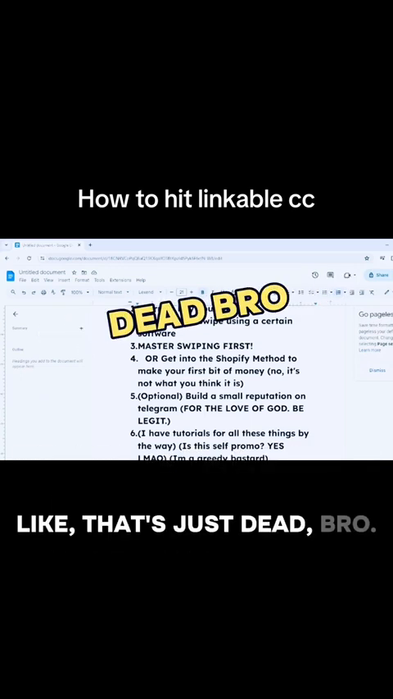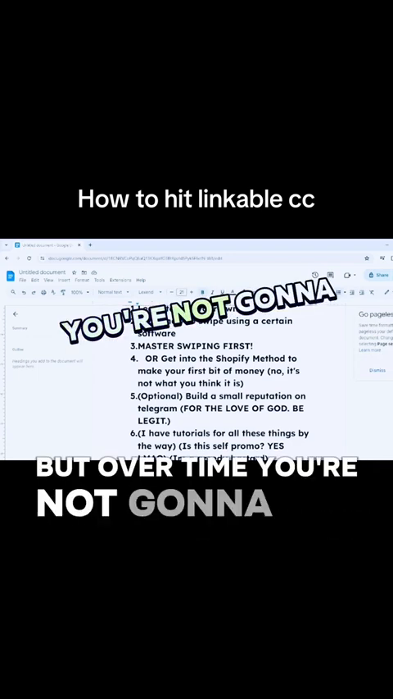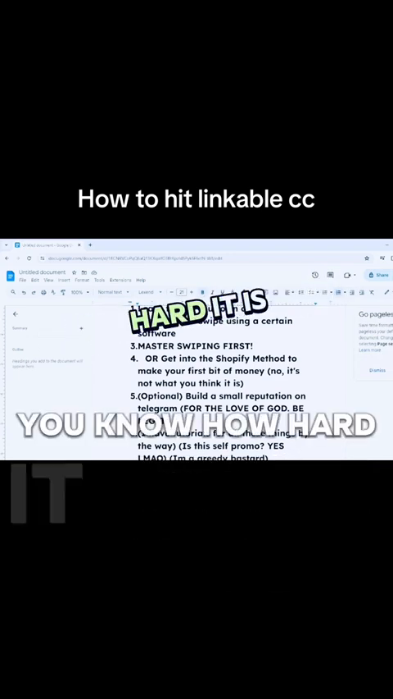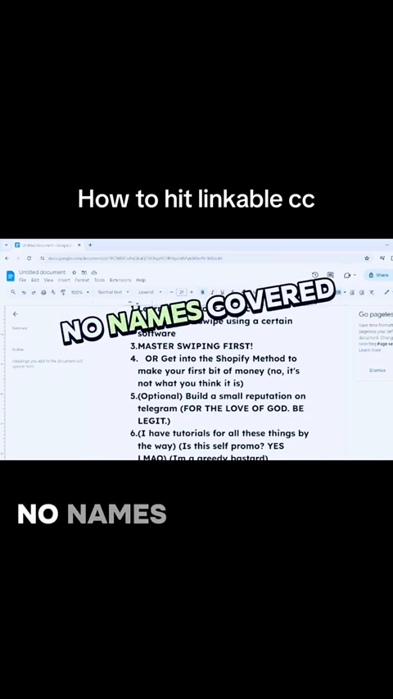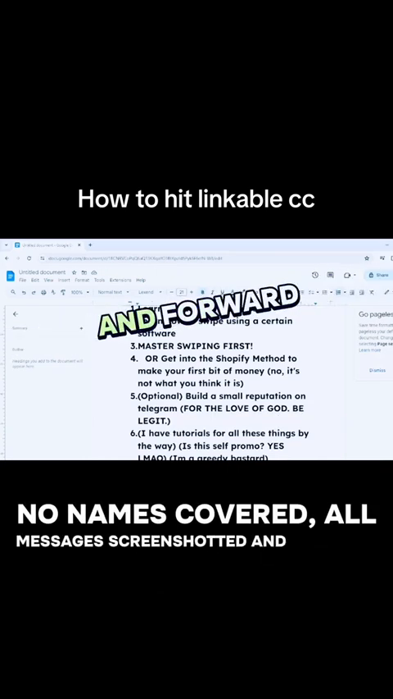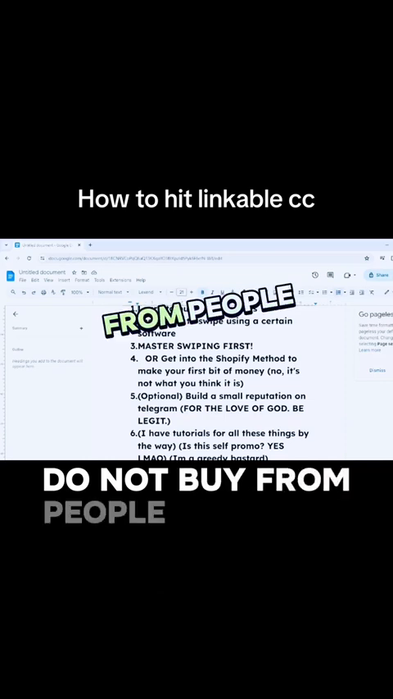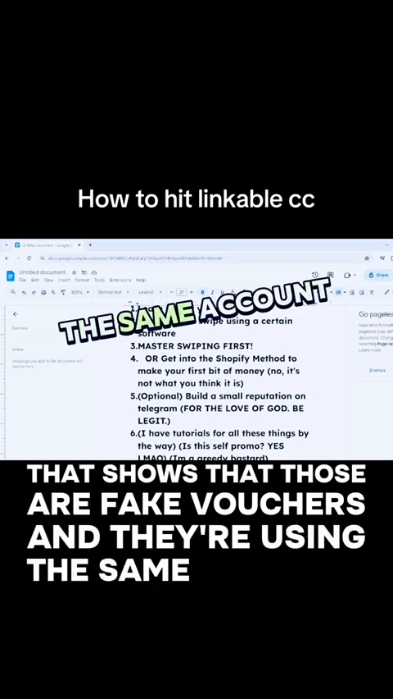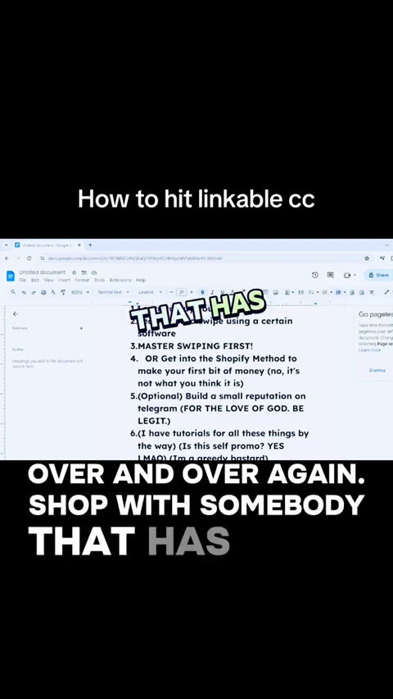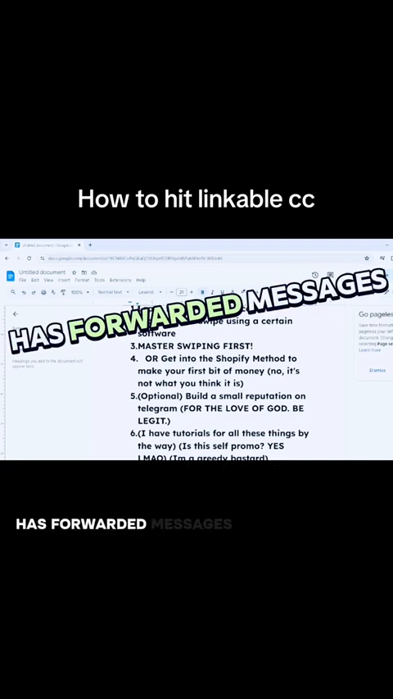Like, that's just dead, bro. You should not do that. But over time, you're not going to get many customers that are willing to pay that. You know how hard it is for me to even convince somebody that I'm legit with 800 vouchers? By the way, no names covered, all messages screenshotted and forwarded. That is another thing. Do not buy from people who have their names covered on their vouchers. That shows that those are fake vouchers and they're using the same account over and over again. Shop with somebody that has what looks like real people, has forwarded messages and screenshots.